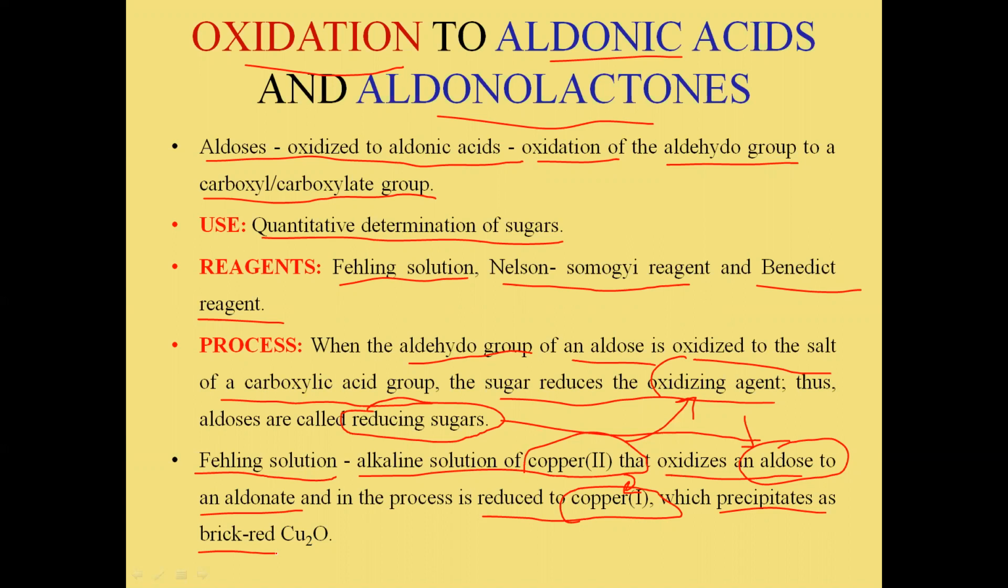So the amount of the precipitate obtained at the end of the reaction indicates the amount of sugar actually present in the given sample, or the amount of sugar that has been taking part in the reaction actively. In this way it gives the quantitative determination, that is, the quantity of sugar present in the given solution.